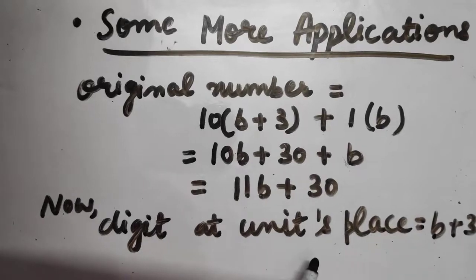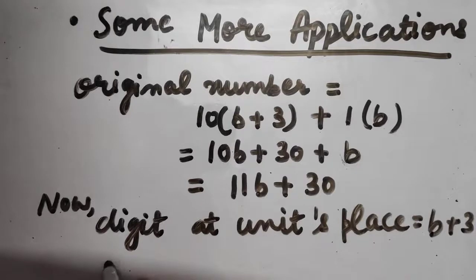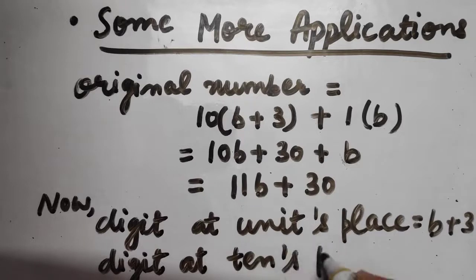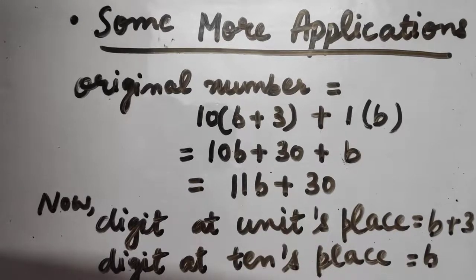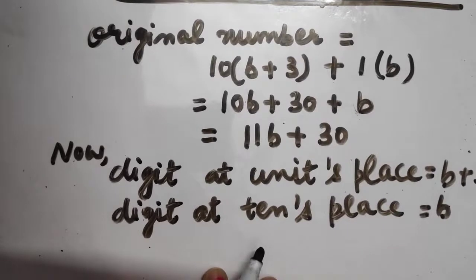Earlier I have taken the digit at units place as B, and the digit at tens place as B plus 3. So now after interchanging the digits, what will be my number?